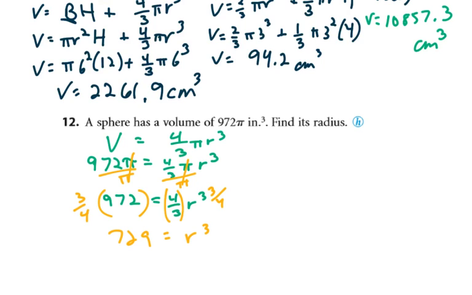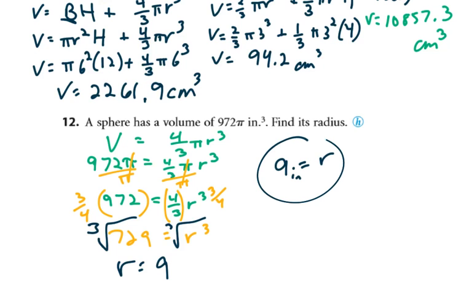Now we take the cube root of both sides. And on the calculator, that's under math. So math, cube root, which is the fourth one, 729, and you get 9. So r is 9 inches.